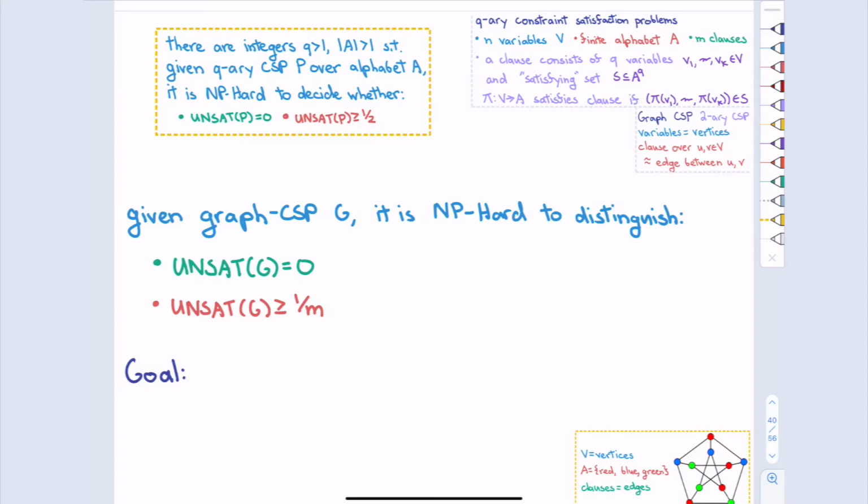I think so, but maybe phrase it differently. It would reduce a general CSP into a graph CSP. So if you can solve this graph CSP problem, you can use it to solve any such CSP. Okay, well, how about this? There's a gap here, right? It's 1 over m versus 0. Why is this gap equivalent to solving the yes or no question of whether this graph CSP is satisfiable at all? So the claim is that if I can solve it with this gap, 1 over m, then I can solve, in general, a graph CSP where I just want to know satisfiable or not.